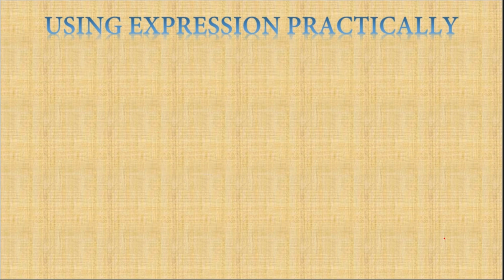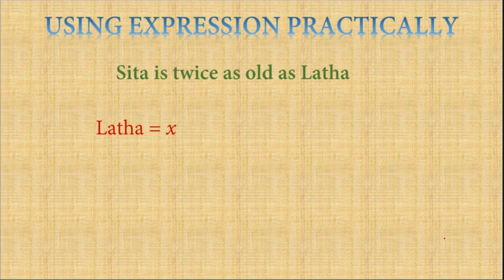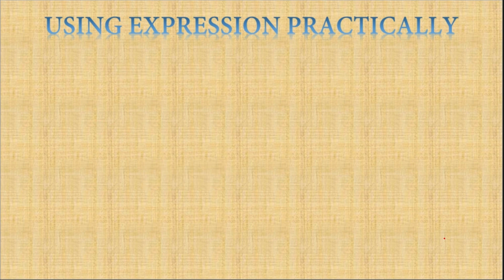Next, we have looked into addition and subtraction operations. We'll see multiplication now. Sita is twice as old as Lata. We don't know Lata's age, so let it be x. And Sita is twice. Twice means multiplying any number with 2. So it's a multiplication operation. So Sita's age can be 2 into x. Here we are doing multiplication.